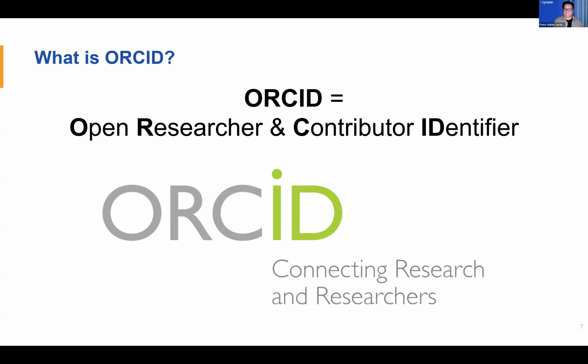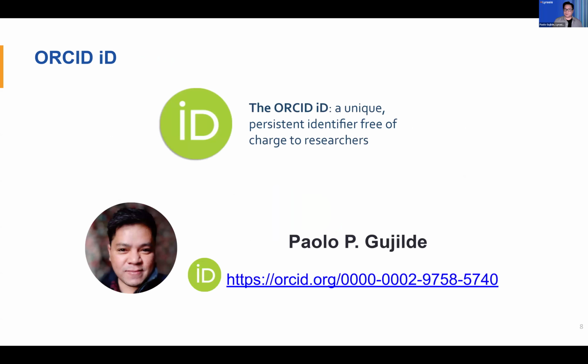All right, so if you are not familiar with ORCID, ORCID stands for Open Researcher and Contributor Identifier. There are actually three components of ORCID. The first one is the ORCID ID. So many of us probably here already have one. An ORCID ID is a unique persistent identifier and it is free to anyone. So any researchers can have an ORCID ID. If they don't have one, they can easily get one free of charge.